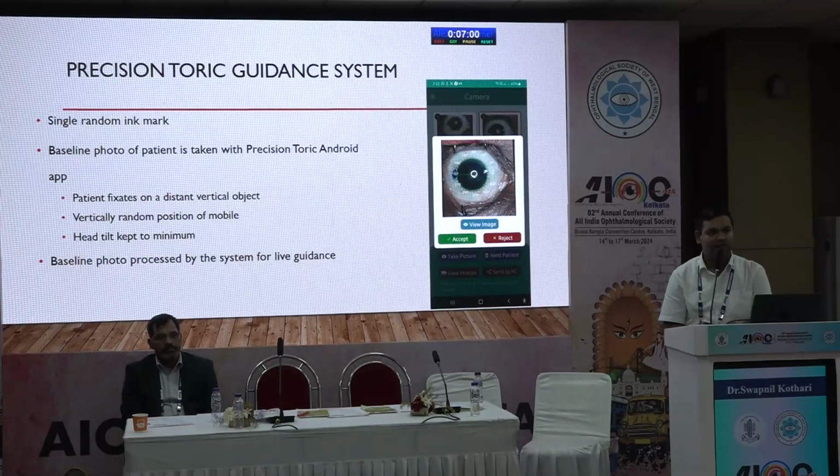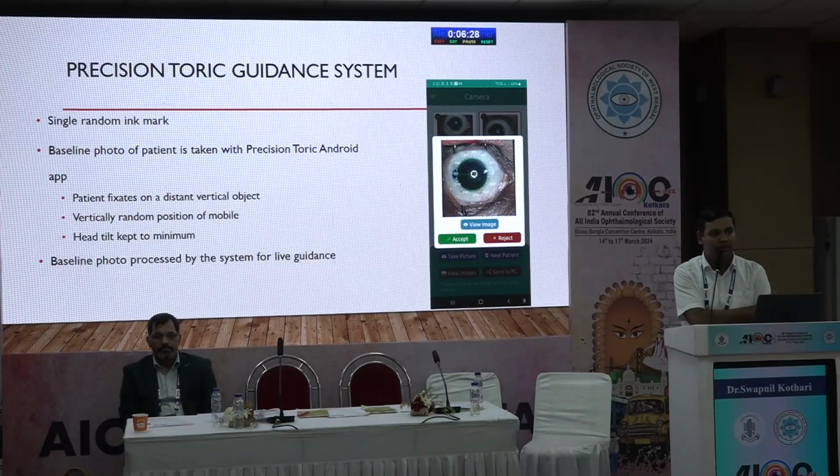We have a second system which is currently in the market. This is called Precision Toric Guidance System. This is basically similar to Alcon Varion and Callisto. The previous system that I had shown is internet based, so anybody without any kind of hardware can use this, while the Precision Toric Guidance System requires you to have specialized hardware. Basically it requires you to have a computer attached in your OT. This requires a single mark. The Precision app, you can have multiple marks, and the multiple marks will be tracked and you will get data, but there won't be any live data intraoperatively. Precision Toric Guidance System gives you live real-time guidance.